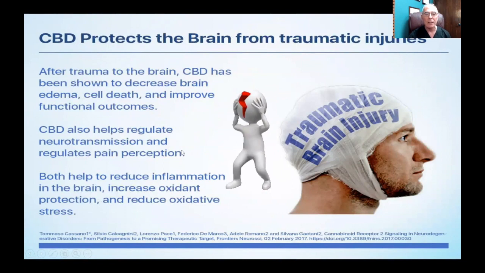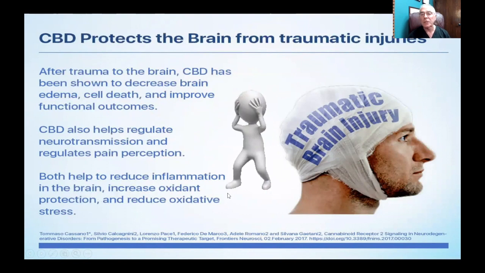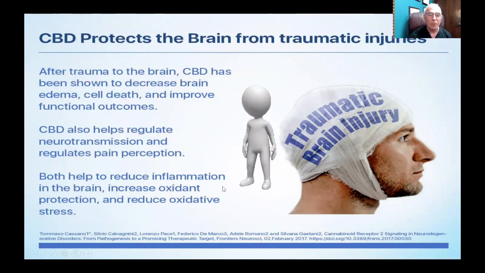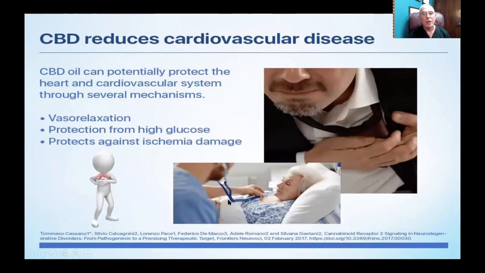It helps regulate the transmission and regulation of the pain perception, and because of its immunomodulatory effect, it decreases the inflammation in the brain that occurs with all brain trauma. And it also is an antioxidant, and it reduces oxidative stress, and that also helps out. So you've got pretty good protection.